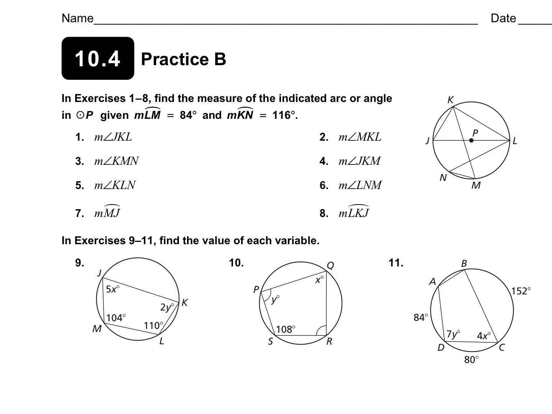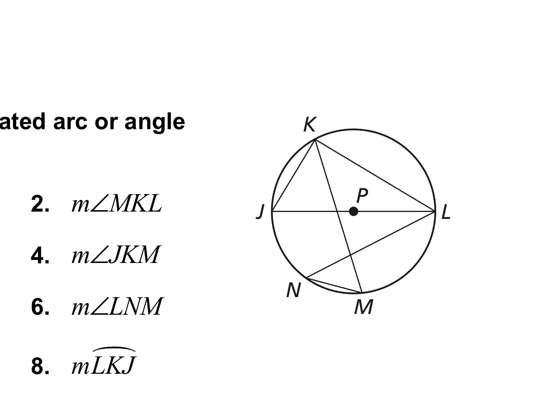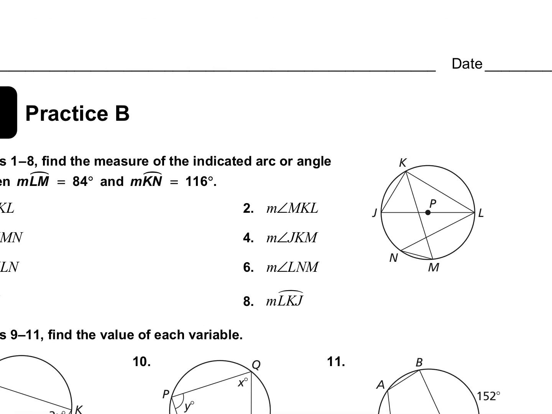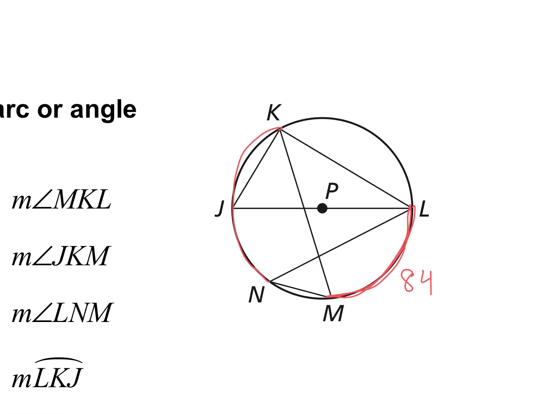So it'll definitely be separated just because when I start solving this and adding the colors, it's going to become a lot. So before I even look at these questions, I'm going to go ahead and fill in information I know on my circle. So first thing I know is what they're giving me. They're telling me that LM is 84. So this angle right here is 84. And then KN is 116.